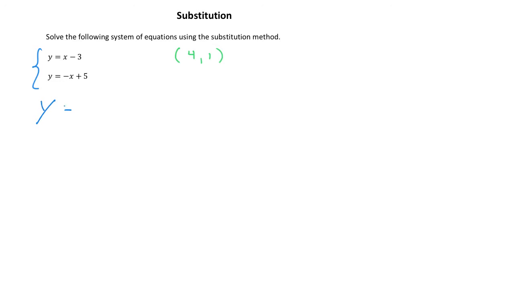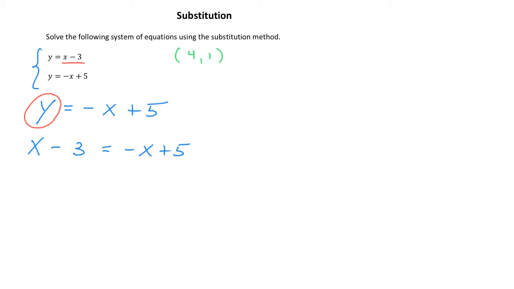So we're starting with the second equation. I see there's this y here, but this y is also equal to x minus 3. So I'm going to take this and put it in place of this y right here. That is x minus 3 is equal to negative x plus 5.